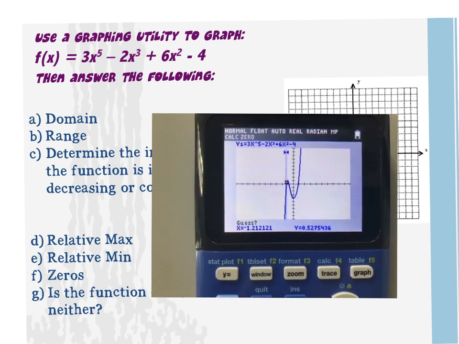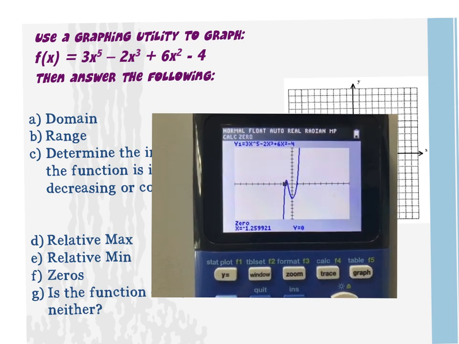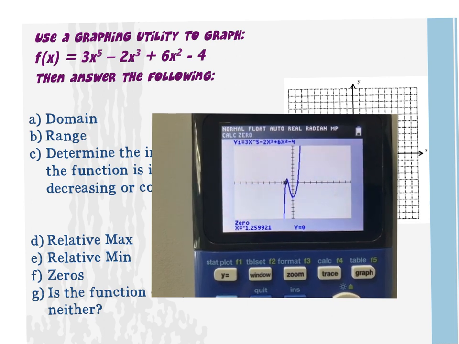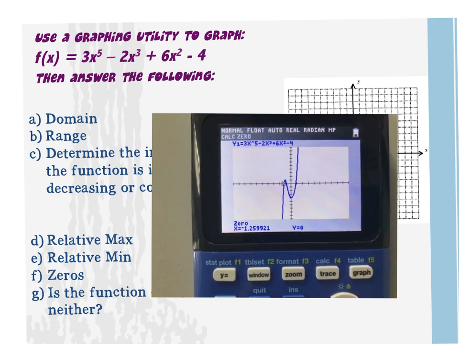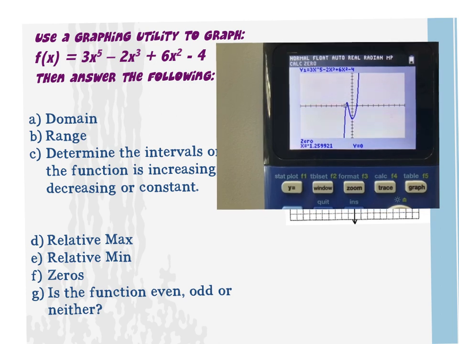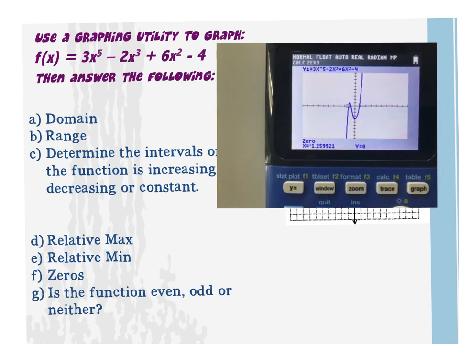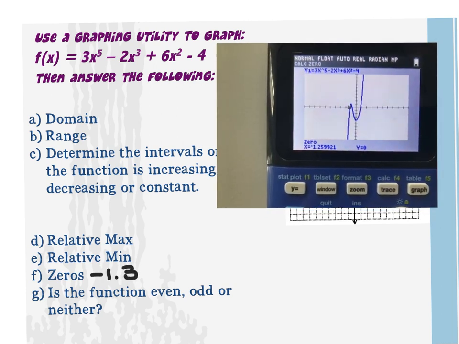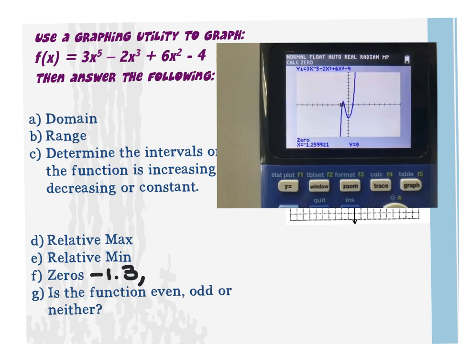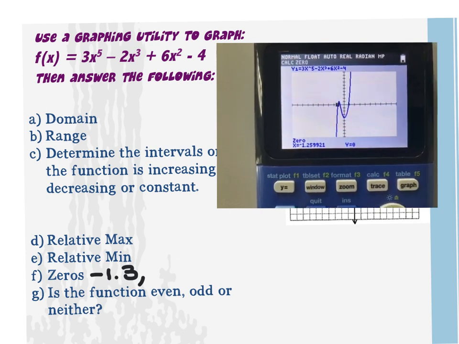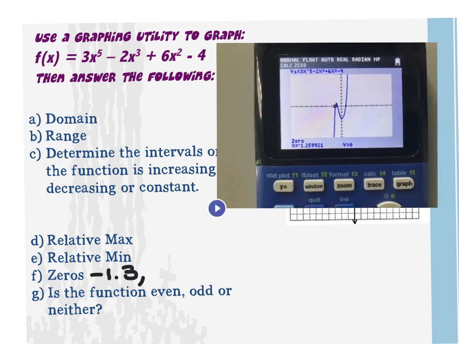So I can hit enter there and then guess, and yes, I'm ready for it to guess, and it's going to take me straight to here. Negative 1.25 and y is 0. So now I've got my first 0 is negative 1.3 is what I'm going to round it to, 1 decimal place. With me so far? Okay, then I'm going to do it again.